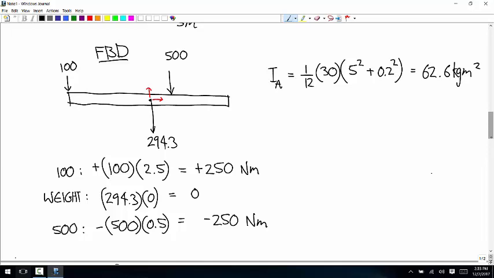Yes? The whole thing is 5 meters long, so from the middle to the end is 2.5. Did someone else have a question? Yes. Which, say it again. These two?